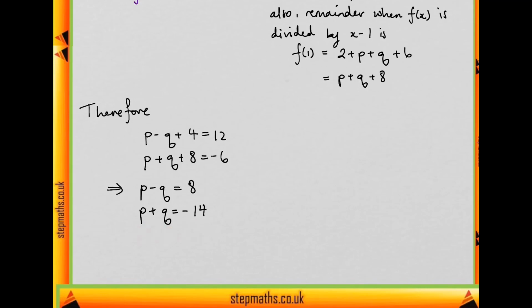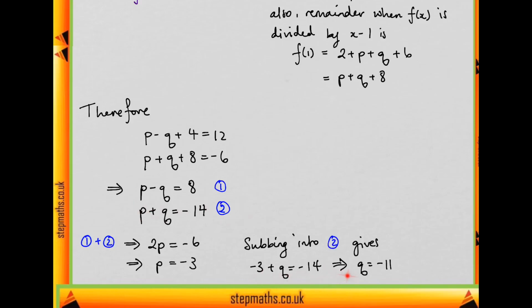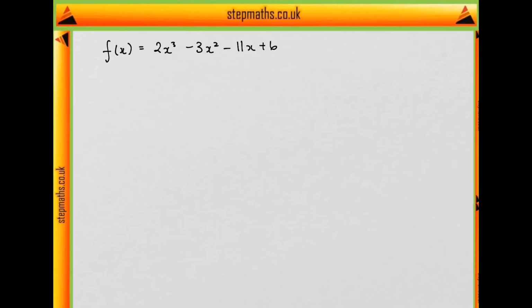And so let me call this first one 1 and the second one 2. So if we do 1 plus 2, we're going to get p plus p, the q's cancel, and 8 plus minus 14 is minus 6. So 2p is equal to minus 6, which implies that p is equal to minus 3. And now we can just substitute into either of these two equations. So I'll use 2. And that's going to give us that q is equal to minus 11. So f of x has become 2x cubed minus 3x squared minus 11x plus 6.